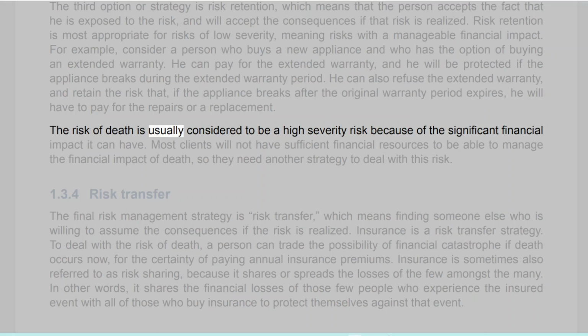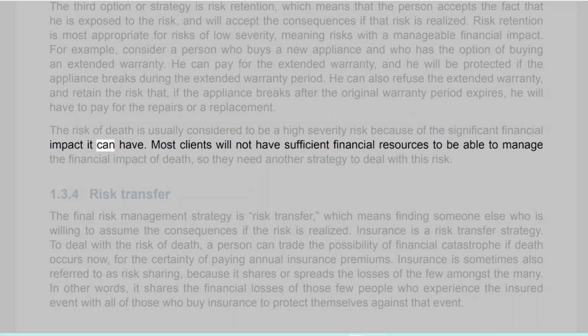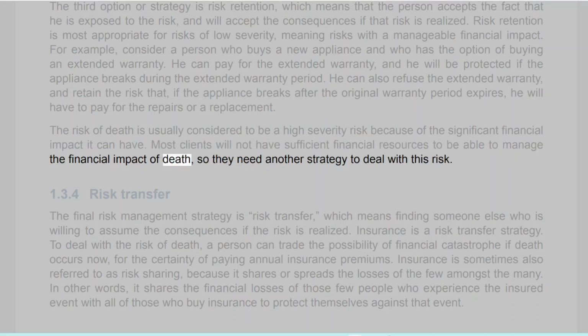The risk of death is usually considered to be a high-severity risk because of the significant financial impact it can have. Most clients will not have sufficient financial resources to be able to manage the financial impact of death, so they need another strategy to deal with this risk.